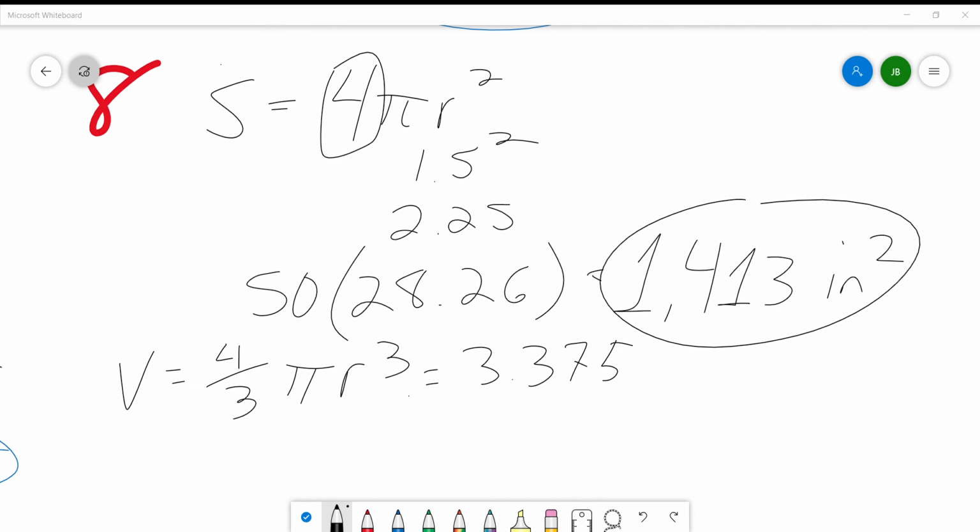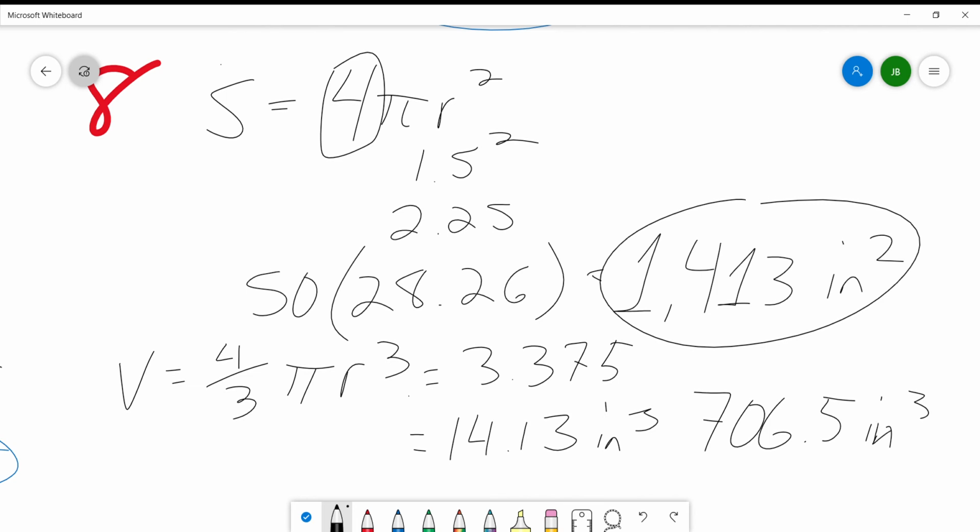If you want to do 4 times 4/3, you sure can. If that's easier on your calculator, I like to first multiply by 4 and then divide by 3. Personally, that's how I like to do my keystrokes. So I get 14.13 cubic inches. Multiply that by 50, and I get 706.5 cubic inches. Am I right? What number am I on? 8. Yay! That is number 8, A and B.